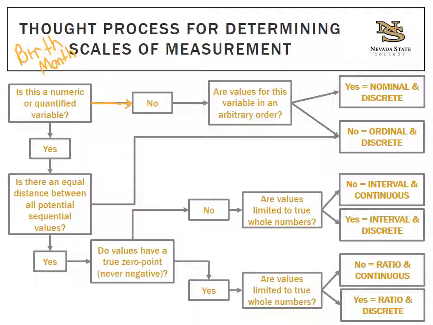And then are values in an arbitrary order? No, it's not arbitrary, right? Birth month can be placed in a meaningful order. January comes before February. February comes before March, and so on. So this would have us on ordinal and discrete data. So I hope that you found this exercise useful and the examples really help guide you in using this flowchart.